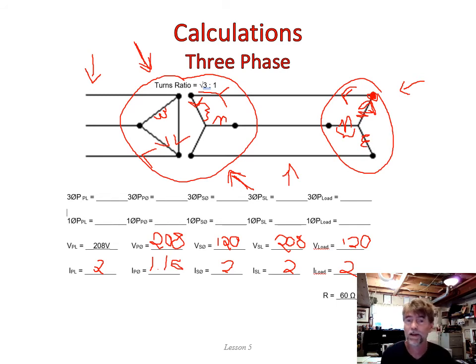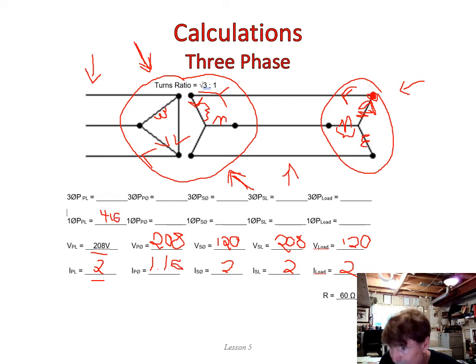Well, how do we calculate power? Power is voltage times current, right? So let's do that. Right here in the primary line, we were told from the beginning, 208 volts in the primary line, and we found 2 amps on the primary line. So volts times amps, 208 times 2 is 416 watts.